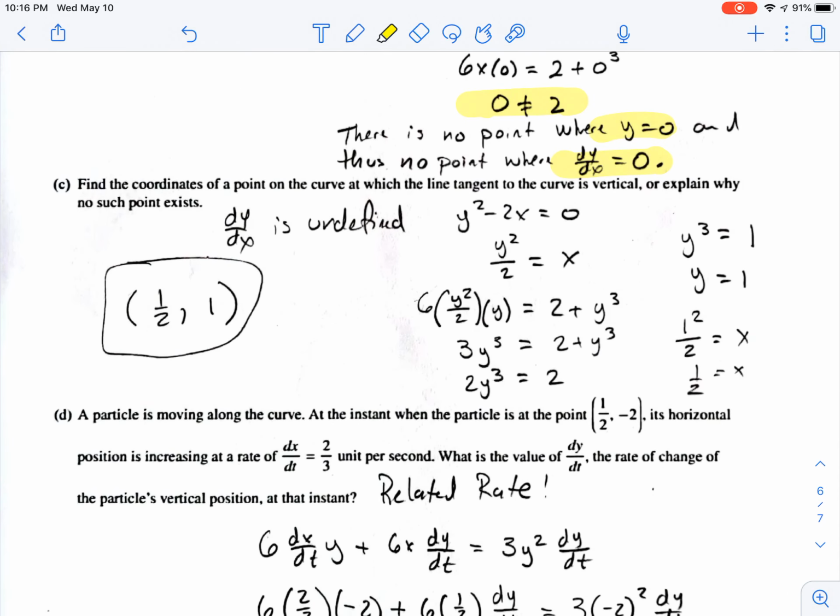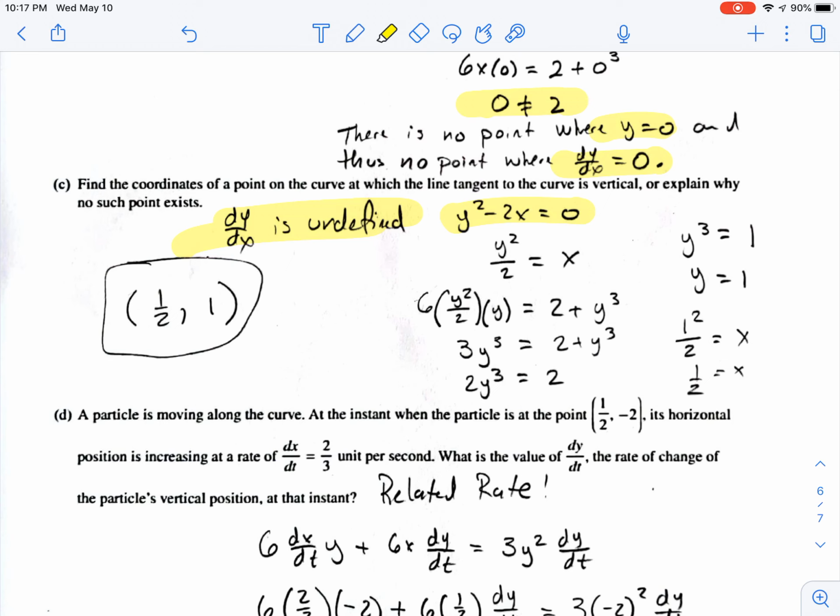Question C. You're looking for where dy dx is undefined. Well, dy dx is undefined when the denominator is going to equal 0. And so you solve that, and you can't really solve it for a value because you have two variables and one equation. So if you remember back from Algebra 2, if you have two variables to solve for, you need two equations.